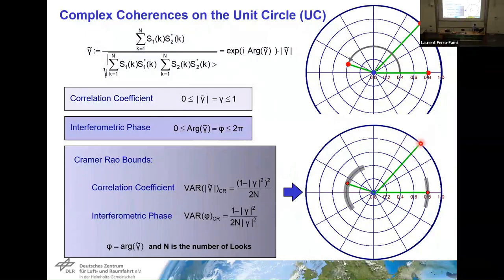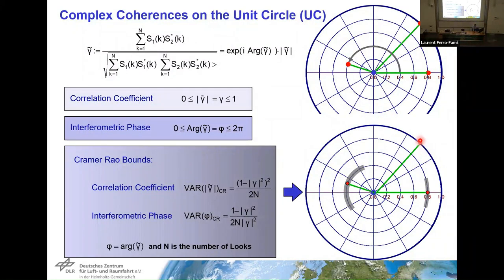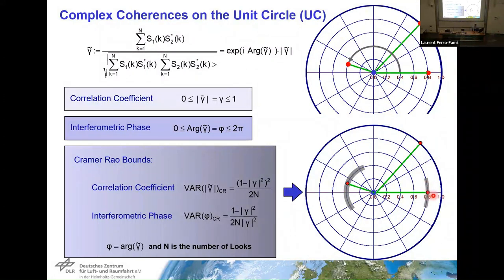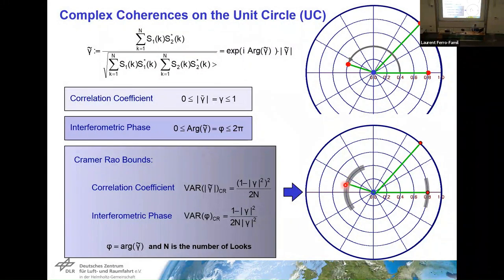Now you see you have here, for instance, this coherence, which is one. You can locate it perfectly, no matter how many looks you have. If you have a scatterer that gives you a coherence of one, then you can locate it perfectly on the complex plane. This intermediate one gives you a variance in the radial direction. Of course, if you reduce the coherence even more, then this uncertainty that you have increases even more.